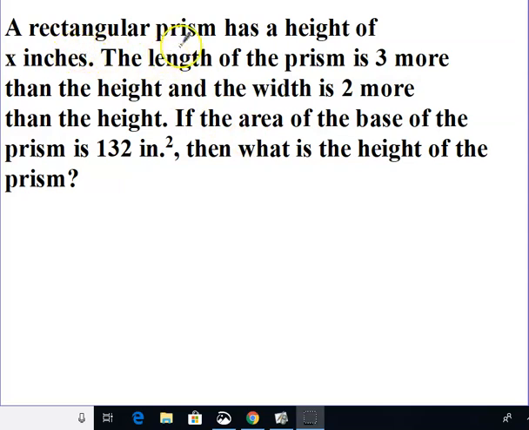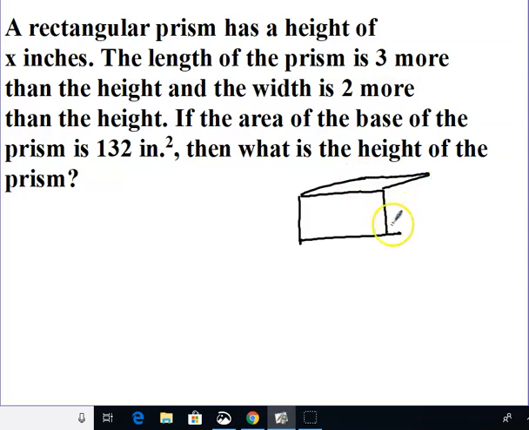So a rectangular prism has a height of X inches. As soon as I read that, I know I probably need to draw a rectangular prism. And a rectangular prism is just a box. So it looks something like this. It's three-dimensional, so I'm just going to show that there are things back behind that you can't see. It says there it's got a height of X inches.